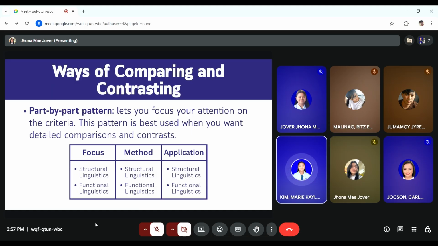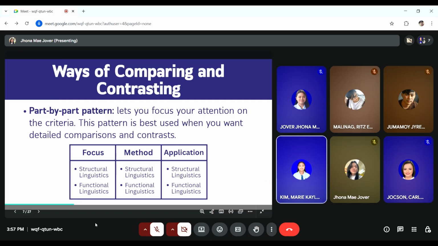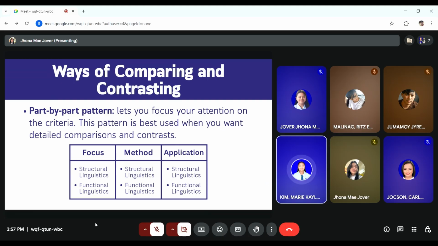Now, the second organizational pattern is the part by part pattern. It lets you focus your attention on the criteria. This pattern is best when you want detailed comparison and contrast. Unlike the whole by whole pattern, this pattern focuses on one criterion at a time. Instead of discussing one subject fully, we compare both subjects under each category.